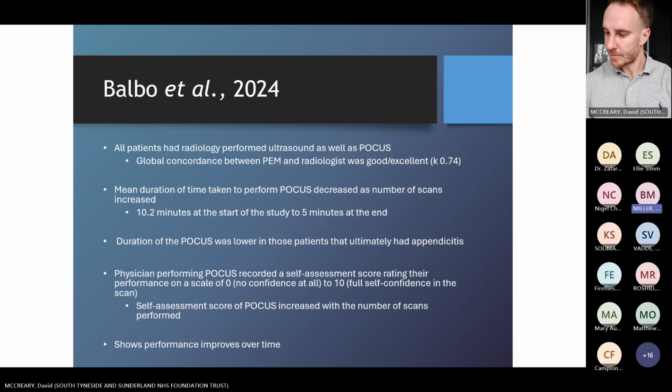They did find as well that the time taken for POCUS was lower in patients that had appendicitis, again showing that if it's there, you are going to be able to see it, and it shouldn't take too long to find it. And they asked the doctors performing it to do a self-assessment score, saying how confident they felt in their results, and found that again this increased with the number of scans done. So they were taking less time, and they were much more confident as the number of scans increased.